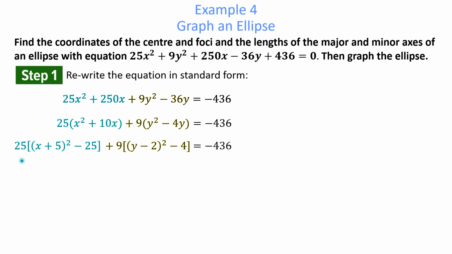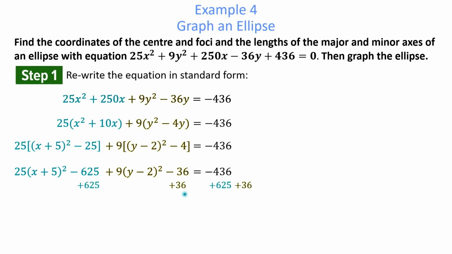Now we multiply the square brackets for what we have here in red to give us the following. And we multiply the square brackets that we have here in blue to give us the following. And again, the right hand side remains the same. And the next step is to remove the constants minus 625 and minus 36 by adding 625 to both sides and adding 36 to both sides.